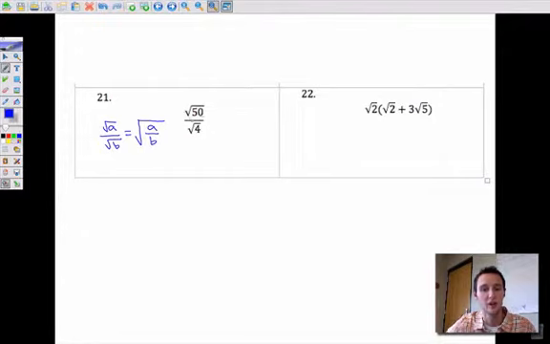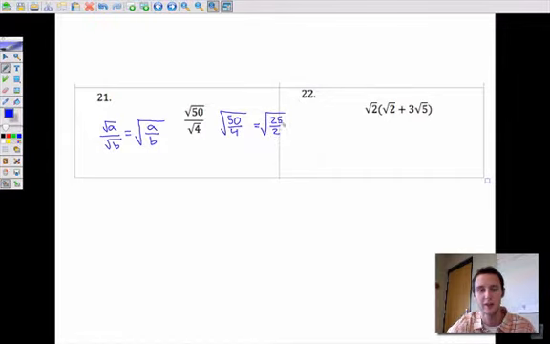So if we apply that rule here, we have the square root of 50 divided by the square root of 4. If we put it all under one radical, we get the square root of 50 divided by 4. You can simplify that a little bit to be the square root of 25 over 2. And then there are other ways to continue to simplify this. I'm sure that this right here would just be fine.